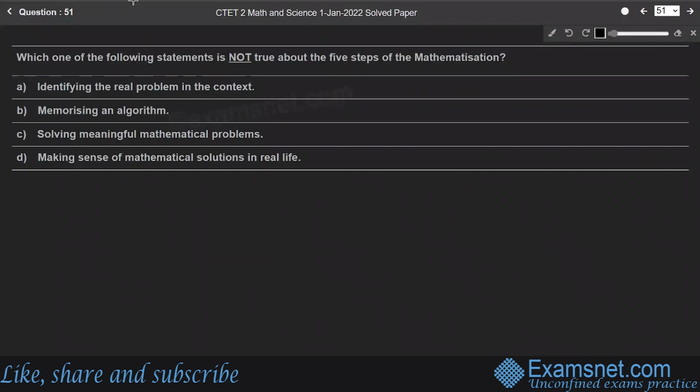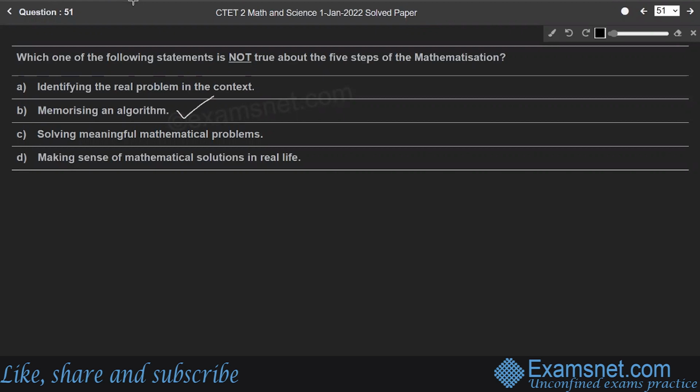Question number 51. Which one of the following statements is not true about the 5 steps of the mathematization? The correct answer is memorizing an algorithm is not true about the 5 steps of the mathematization. Here, memorization is not an indication of true learning.